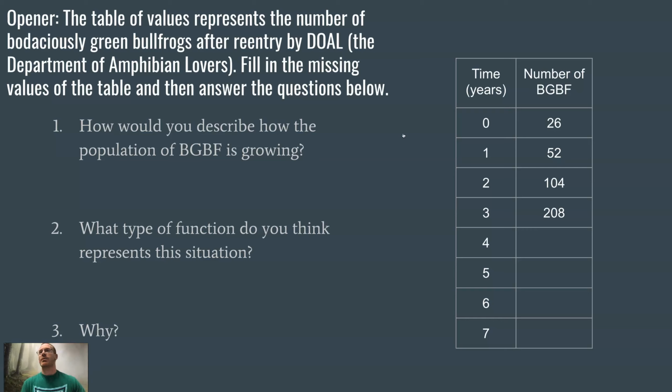All right, so just like we've done with everything else, we want to look at how that X column, how the time is changing. So we're going up by 1 each year. So 1 year, 2 years, 3 years, 4 years, 5 years, 6 years, and then 7 years. Okay, so now once again, when we look at our first change in Y, how did those bodaciously green bullfrogs multiply? So they went up by 26 the first year. They went up by 52 the second year.